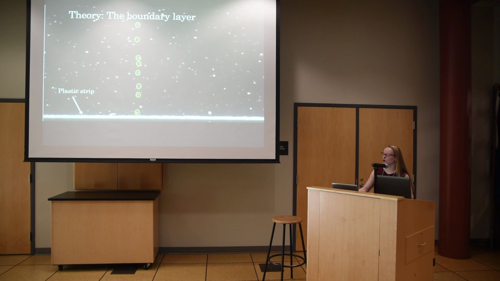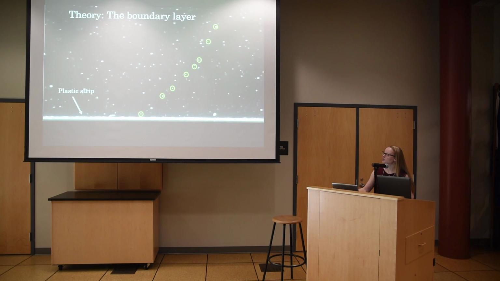Now, as the flow moves forward, you can see that the particles near the surface didn't move very much, and the particles farther away moved a lot further. And this is caused by the interaction of the friction of the foil and the fluid, and it leads to a boundary layer profile, which is what we call this shape of the flow that is caused by the motion and the interaction with the foil.